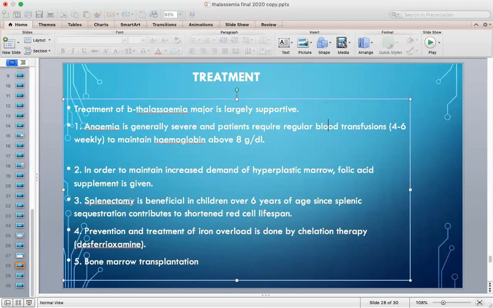Splenectomy is sometimes an option for a patient older than 6 years old, to get rid of the systemic sequestration and reduce the requirement for blood transfusion. We try to reduce the complication of iron overload that comes from the frequent blood transfusion, from the ineffective erythropoiesis and from the anemia itself, by giving chelation therapy like desferrioxamine and the other generations, and the only curative treatment is the bone marrow transplantation.